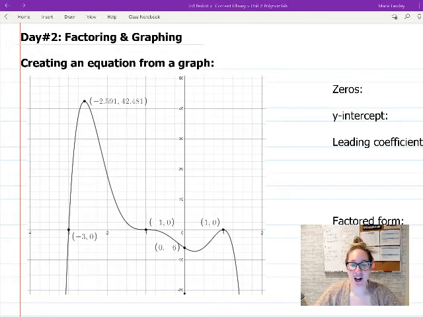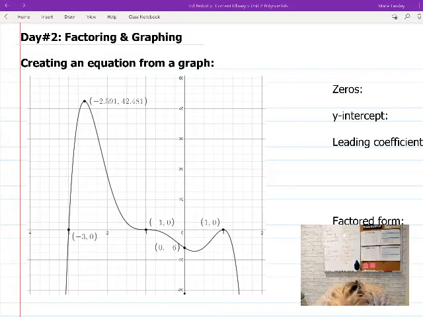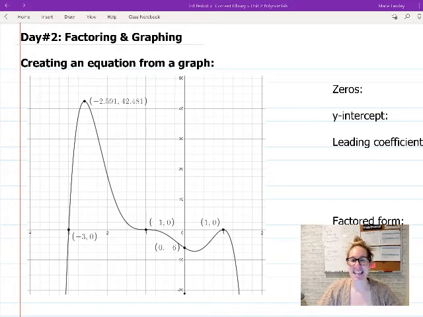All right, so here is a polynomial function on my graph. I know it's a polynomial because it looks like one. That was so helpful. But it does look like one, right? It has that kind of mountainy shape to it. So it's a polynomial. What I want to do is take this graph and make an equation that would work for this graph.